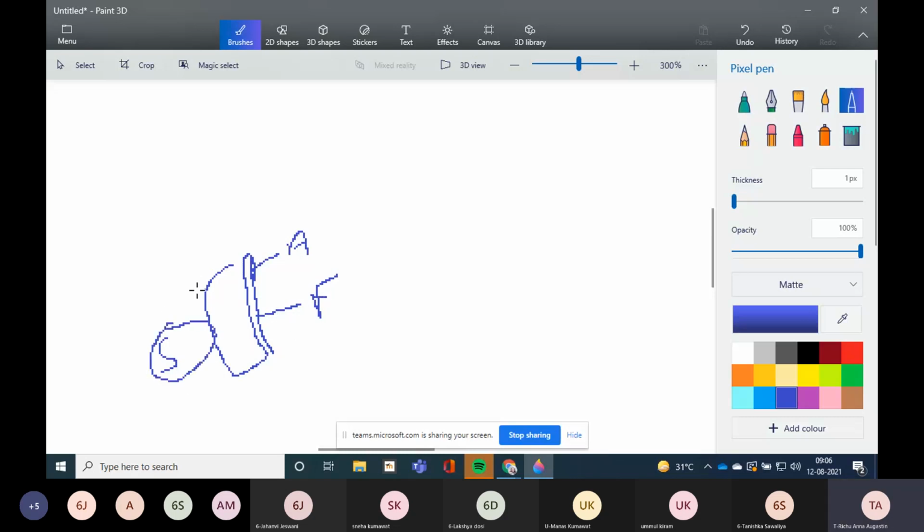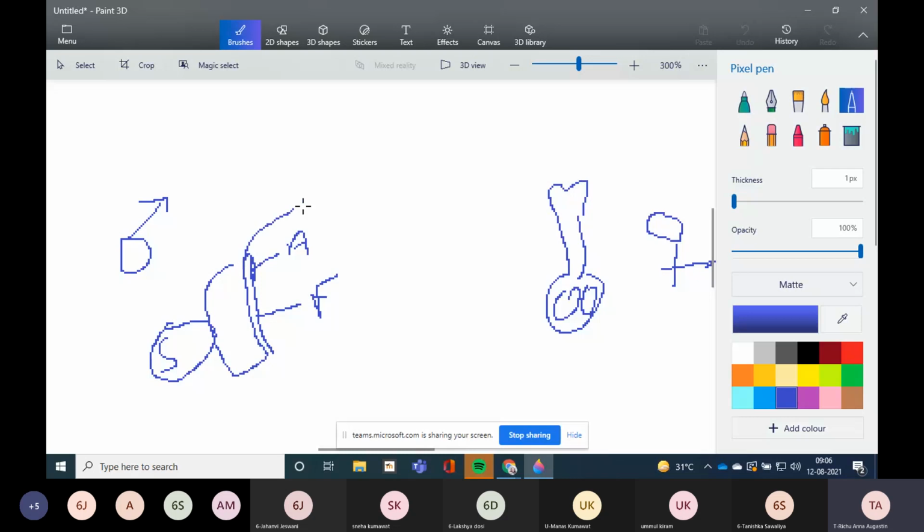And this stamen is the male reproductive part. This is the male part. Then what I showed you right now was the ovary, style, and stigma. This is the female part. Now the ovary contains ovules. As I told, the stigma receives the pollen grains from the anther. The anther has pollen sacs inside it, and these pollen sacs have pollen grains.